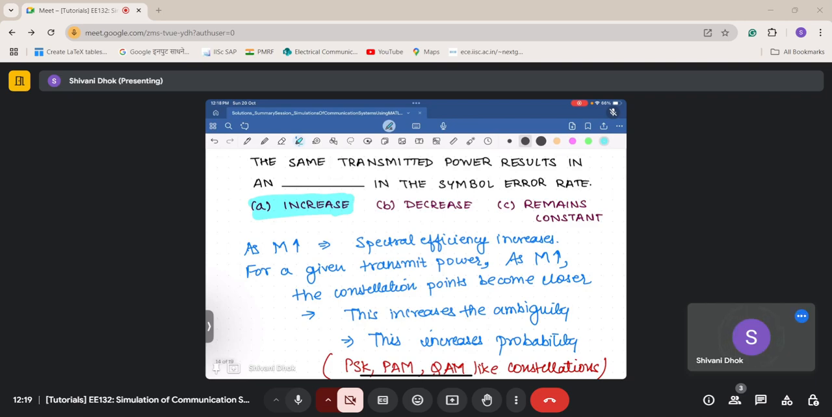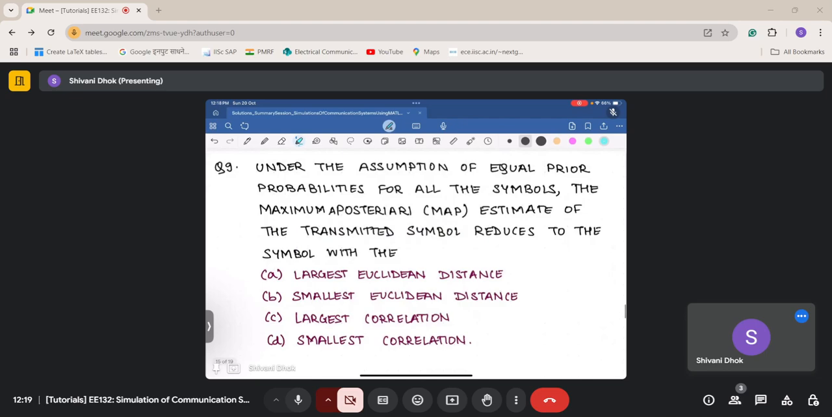Okay, so let me move on to the next query then. This question says that under the assumption of equal prior probabilities for all the symbols, the maximum a posteriori estimate of the transmitted symbol reduces to the symbol with the dash. First option is largest Euclidean distance. Next option is smallest Euclidean distance. Next is largest correlation. And the last option is smallest correlation.